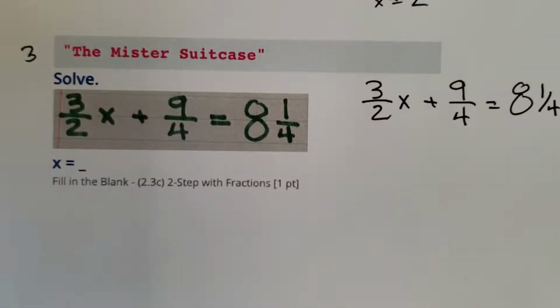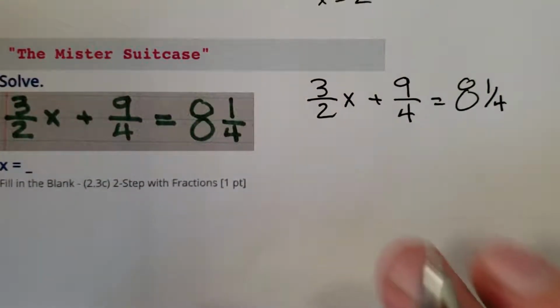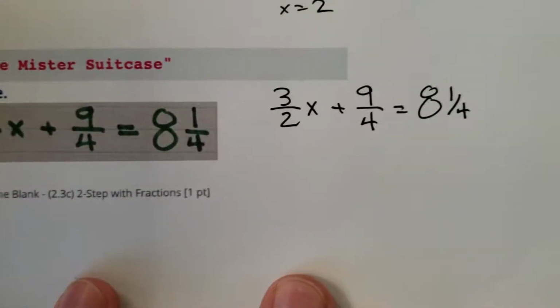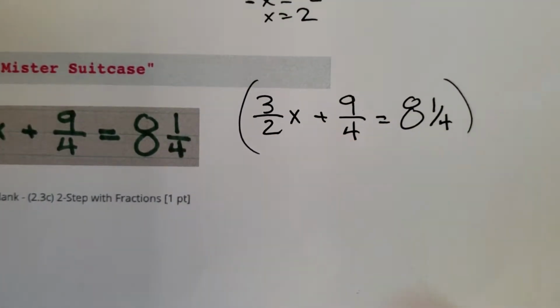The Mister Suitcase. Looks like we have a fraction times a variable plus another fraction equals a mixed number. Ew, gross. All right. So remember, students, when it comes to problems like this, the first thing you want to do is, first of all, rewrite it on paper. That's always a good thing to do. Thumbs up.